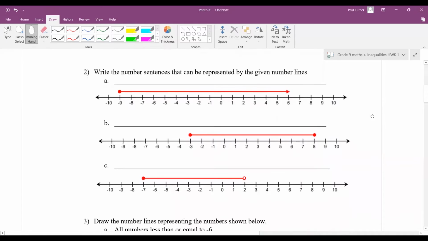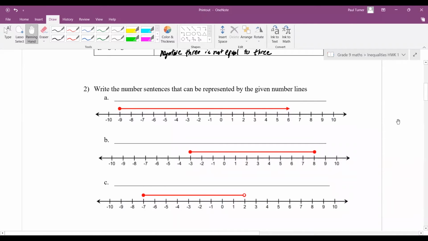So in question 2 here, we need to write the number sentences that can be represented by the given number lines. There's probably more than one way to do these, so as long as I can follow your writing, then it will be okay. Here we've got -9, and it looks like all numbers that are greater than -9. Notice there's an arrow. So this will continue to positive infinity in that direction. It doesn't actually stop anywhere. That's an arrowhead. So here we've got all numbers greater than or equal to -9.